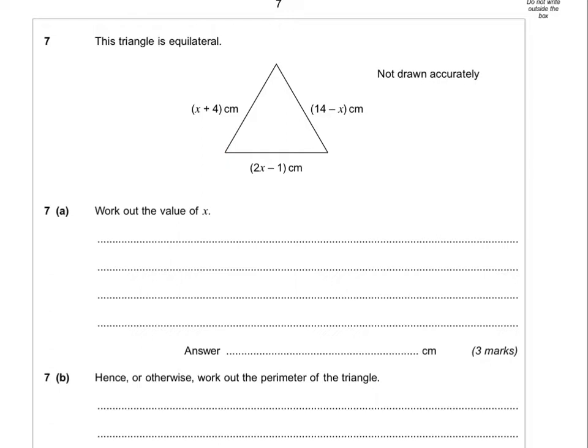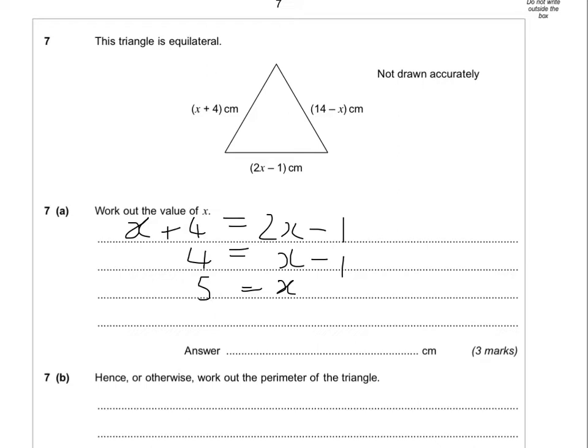So, an equilateral triangle has all its sides equal. So, setting x plus 4 equal to 2x minus 1. If it's equilateral, those are equal. You could, of course, do 14 minus x equals 2x minus 1, or x plus 4 equals 14 minus x. So if we take away x from both sides, now if we add 1 to both sides, we get x is 5.